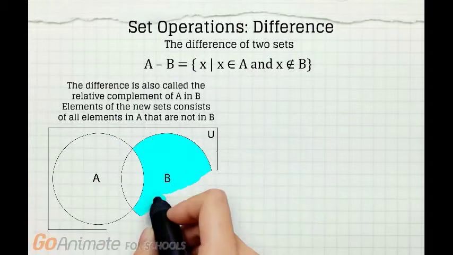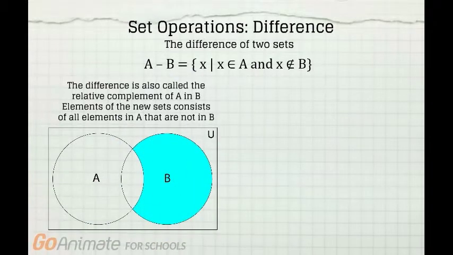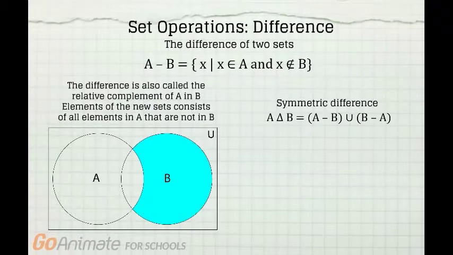If A and B are two sets, we define their symmetric difference as the set of all elements that belong to set A or to set B, but not to both. We denote it by delta.